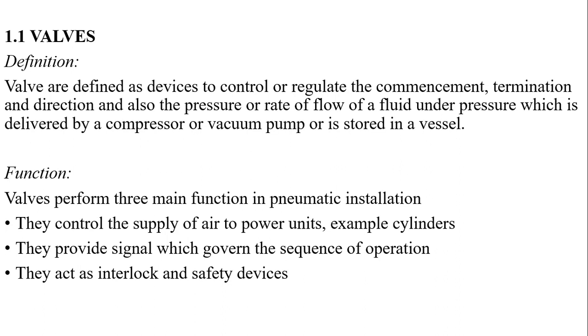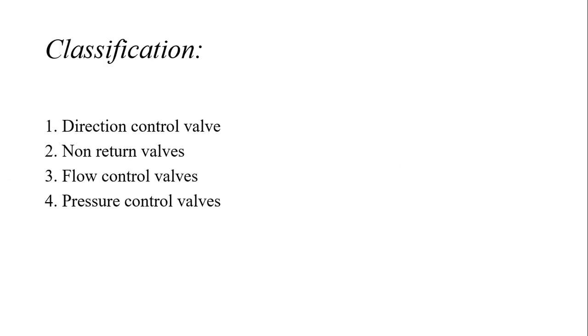What are the functions? Valves perform three main functions in pneumatic installations. Number one, they control the supply of air to power units, for example a cylinder. Two, they provide signals which govern the sequence of operation. Three, they act as interlock and safety devices. So these are the basic functions of valves.